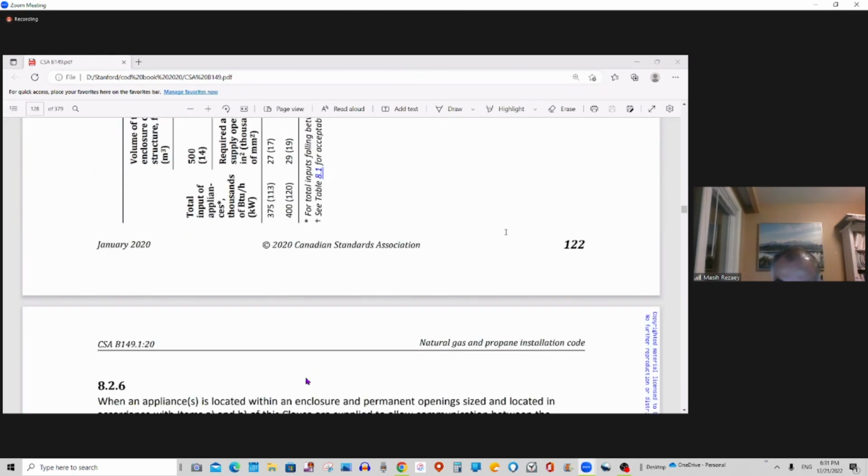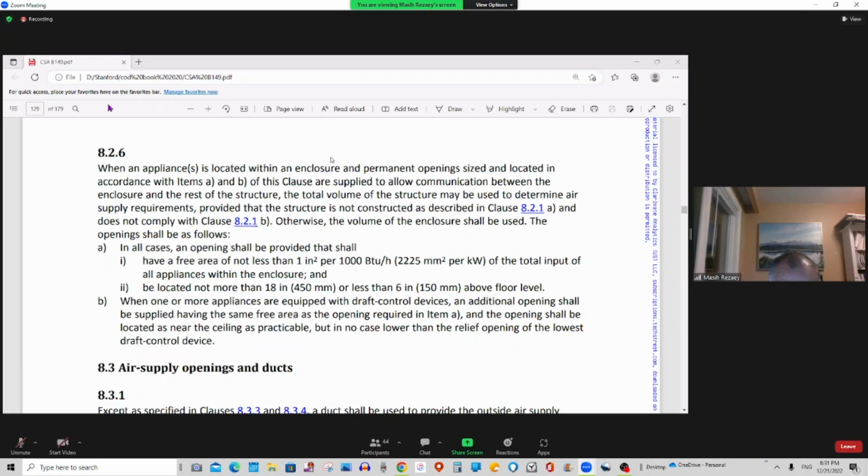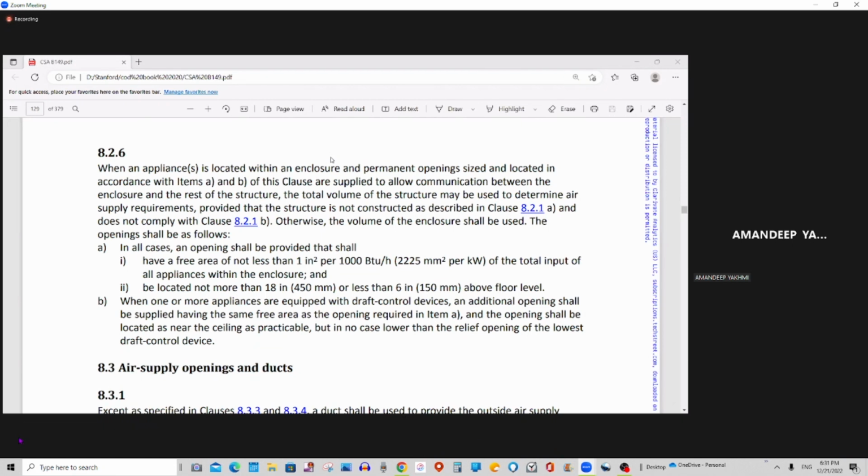Now, Mr. Amandip, would you please read 8.2.6? When an appliance is located within an enclosure and permanent openings sized and located according to items A and B of this clause are supplied to allow communication between the enclosure and the rest of the structure, the total volume of the structure may be used to determine air supply requirement, provided that the structure is not constructed as described in clause 8.2.1a and does not comply with clause 8.2.1b. Otherwise, the volume of the enclosure shall be used.